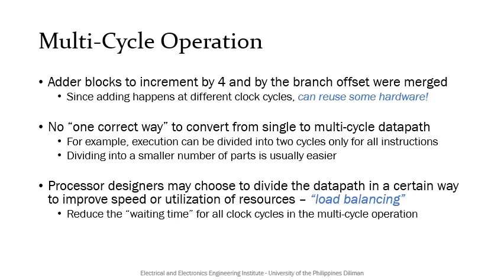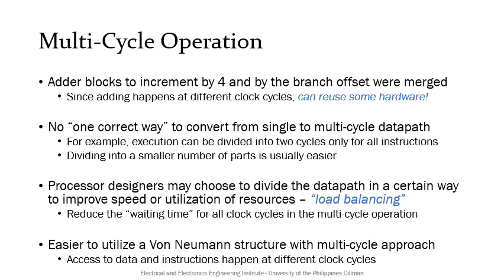If such is the case, then it might be better to group the instruction fetch and register fetch to happen in 1 clock cycle and finish in 10 nanoseconds instead of separating them into 2 clock cycles and finishing in 20 nanoseconds. A multi-cycle approach also makes it easier to utilize a von Neumann structure since access to data and instructions happen at different clock cycles, unlike in a single cycle data path.